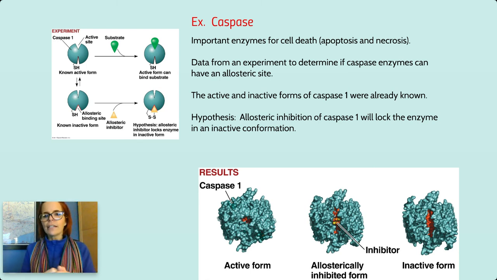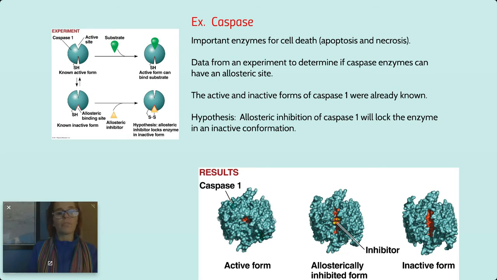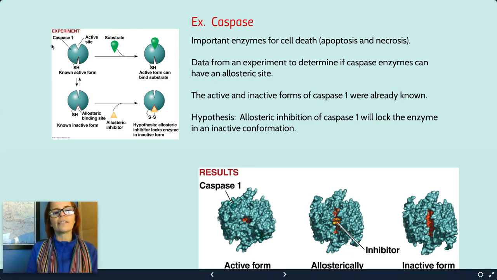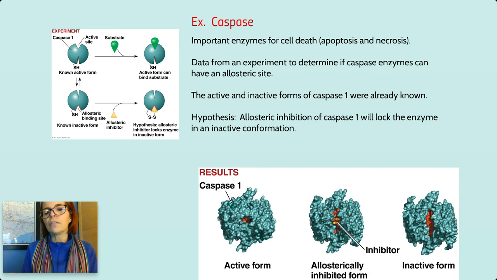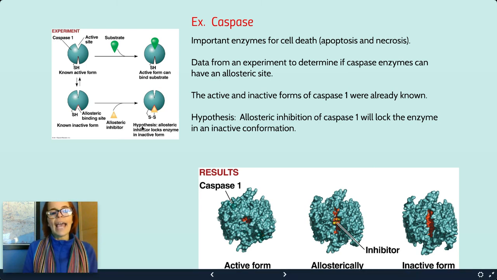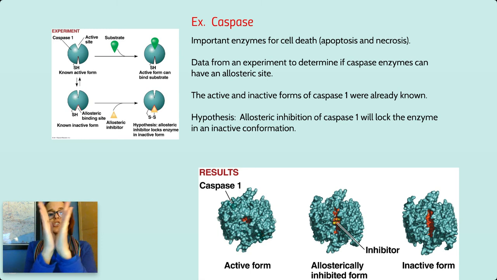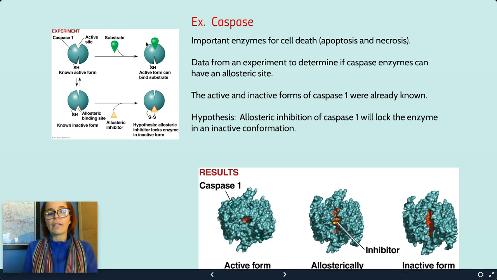The active and inactive forms of caspase were already known. So here's the active form, and here's the inactive form. This is their hypothesis: allosteric inhibition of caspase 1 will lock the enzyme into an inactive conformation. They add an allosteric inhibitor, and it locks into a conformation that is too small for the substrate that's supposed to fit in there.